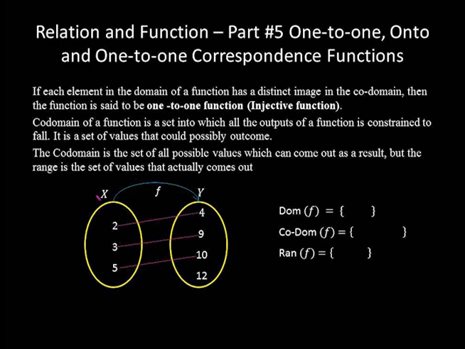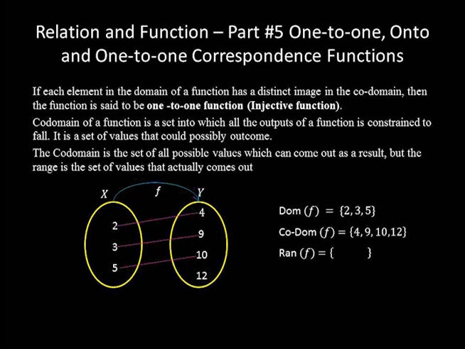Domains are values of x, or we call them input values, or values residing on the side where the arrow starts. These are 2, 3, and 5. Codomains are values of y, or the possible output values, or those values situated on the side towards which the arrow points. These values are 4, 9, 10, and 12.